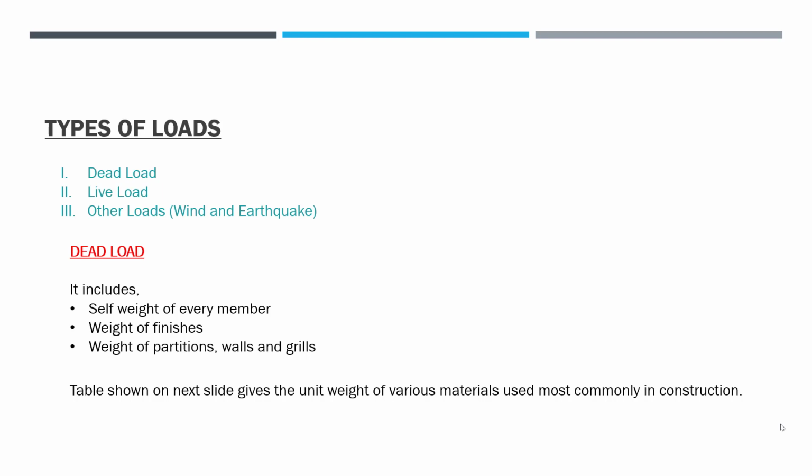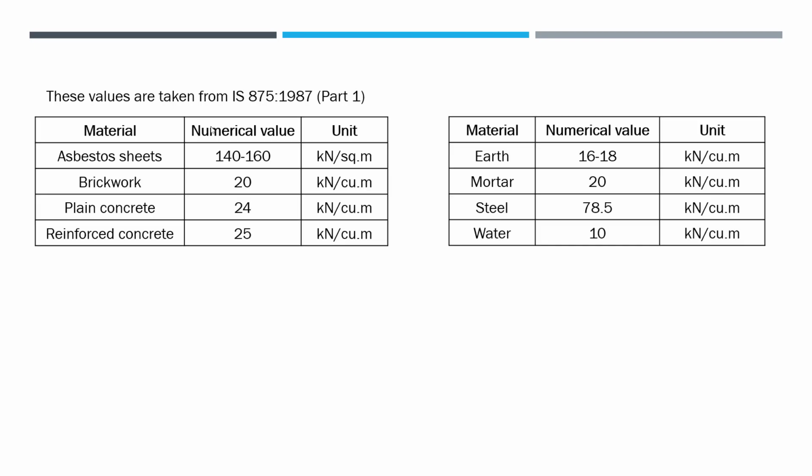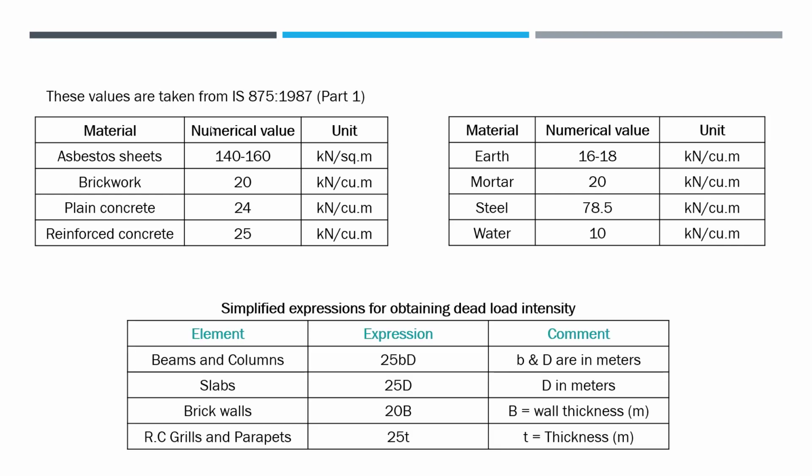These values are taken from IS 875-1987 Part 1. The values are tabulated in these two tables for various materials used in construction industry. The following table gives the simplified expressions to obtain dead load intensity of each building component.